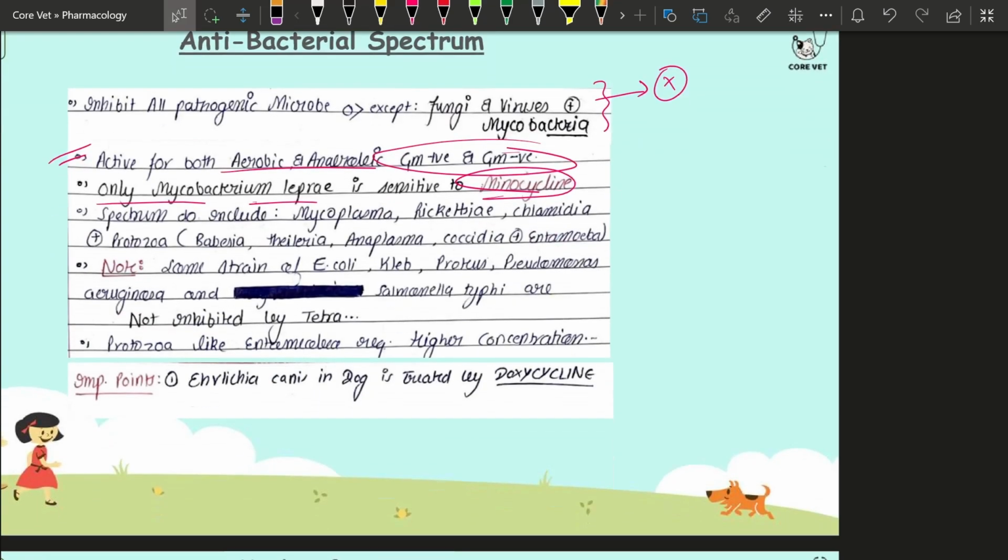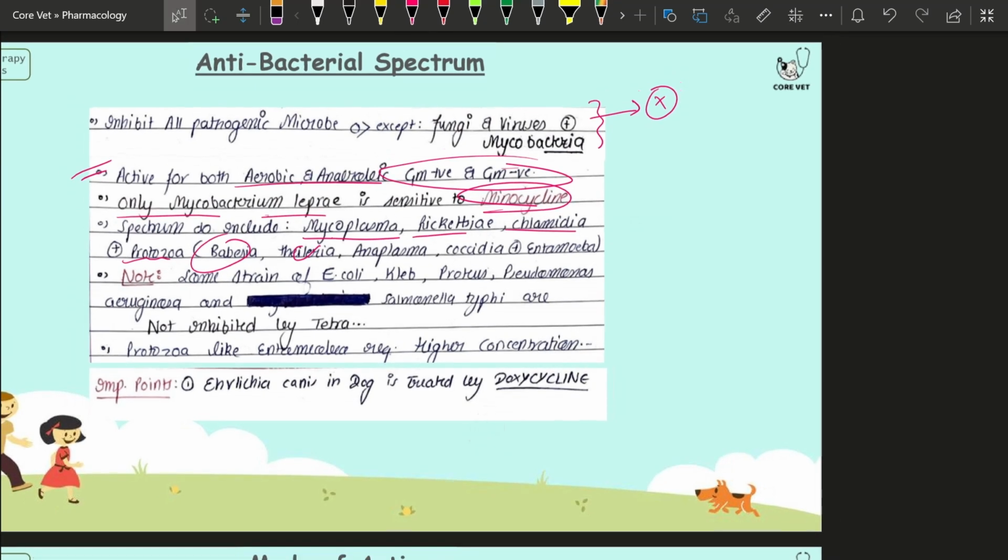If we talk about the spectrum, for what general treatment do we use the tetracyclines? In the treatment of mycoplasma, rickettsiae, chlamydia, and certain protozoa like Babesia, Theileria, Anaplasma, Coccidia, and Entamoeba. When we discuss the antipiroplasmic drugs or the antiprotozoal drugs, we'll discuss the detailed drug analysis there, that is, which drug is more effective against Babesia, Theileria, Anaplasma, etc.